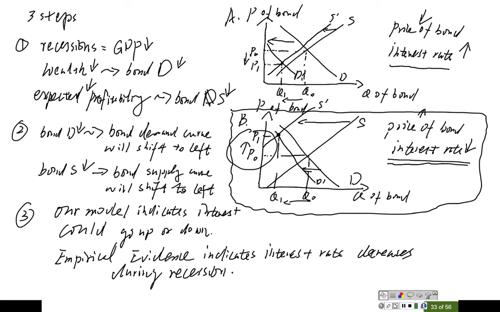So empirical evidence is more consistent with scenario B. Even though the theory says there are two possible scenarios, when you answer a question like this, you have to emphasize that empirical evidence only supports one of these two scenarios. The interest rate actually goes down during economic recessions.